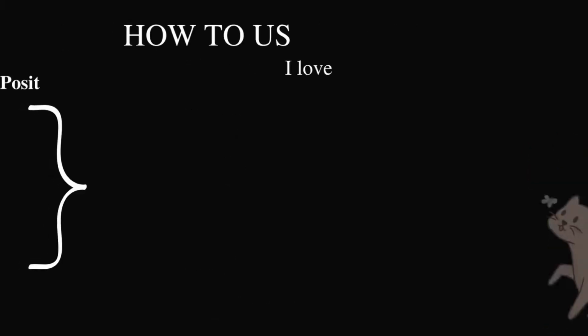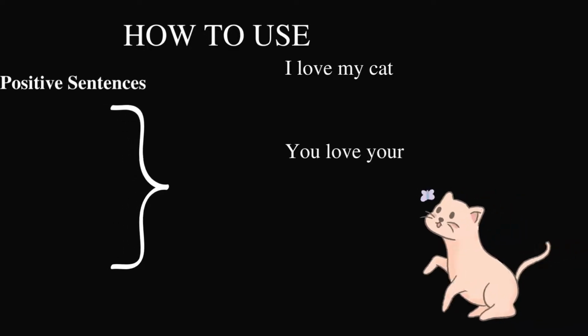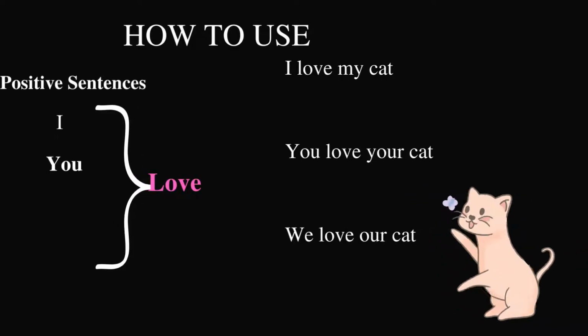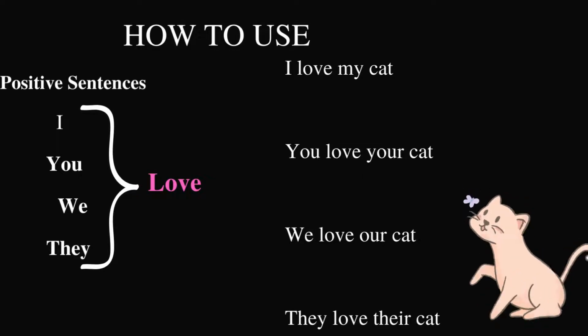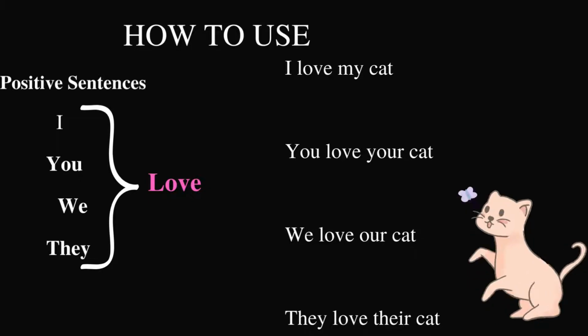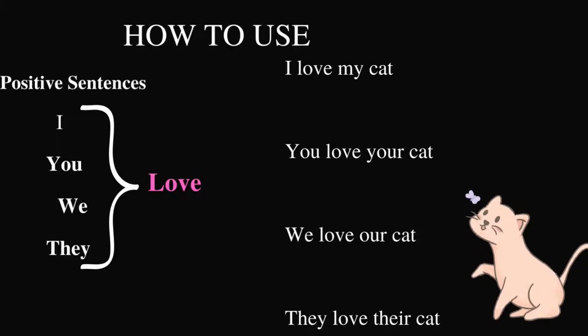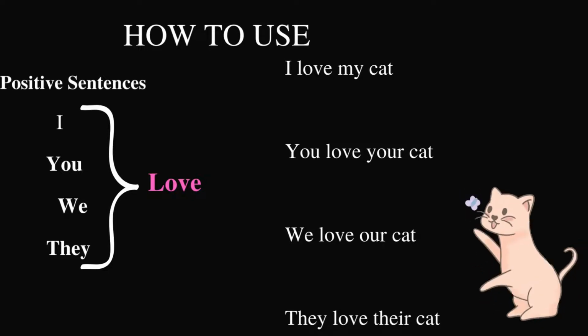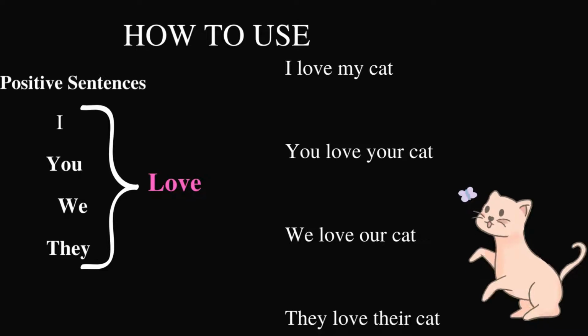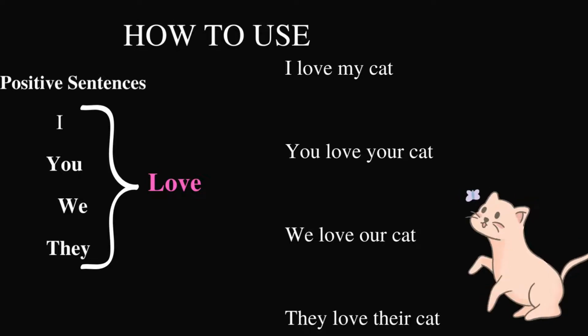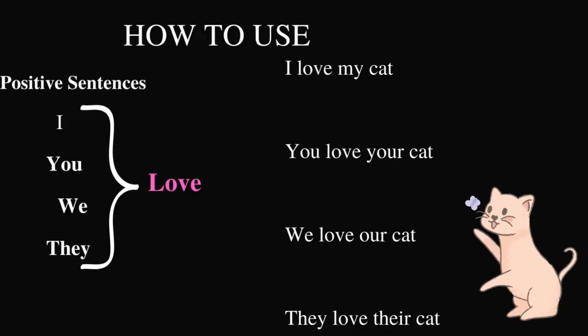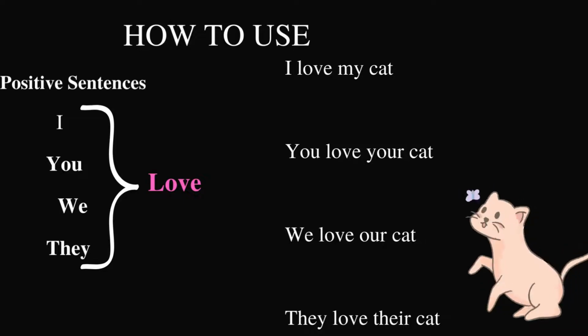Now let's discuss how to use present indefinite tense for sentence construction. We'll start with subject as first person plural, that is I, you, we, and they. When our subject is first person plural, for positive sentences, we simply use the present form of the verb. For example, the verb love. I love my cat. You love your cat. We love our cat. They love their cat.